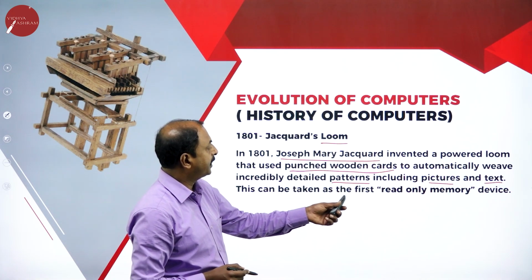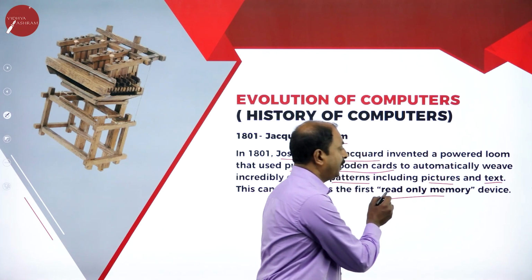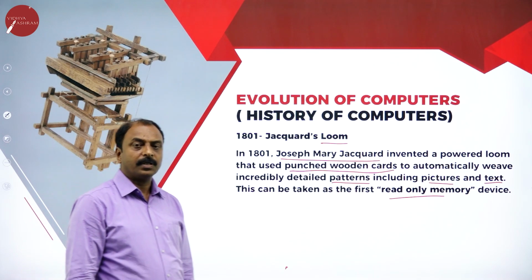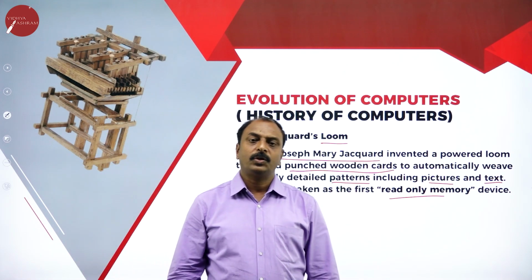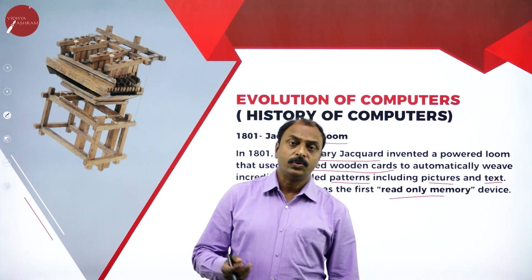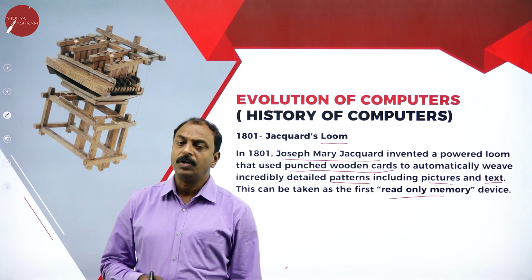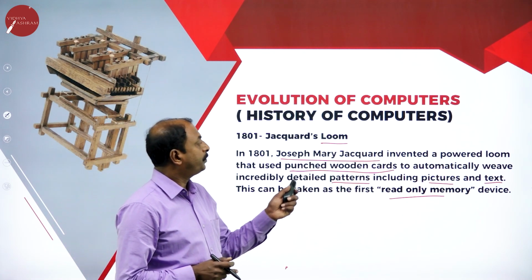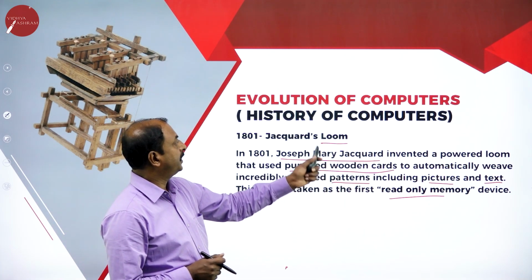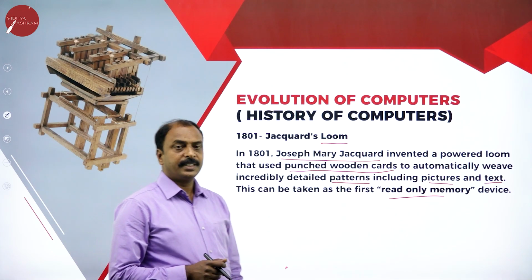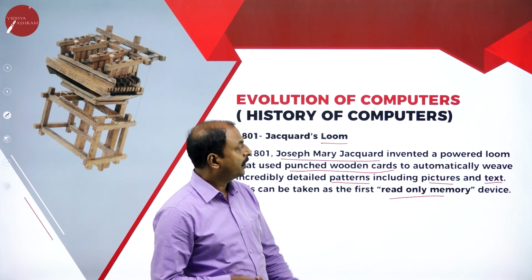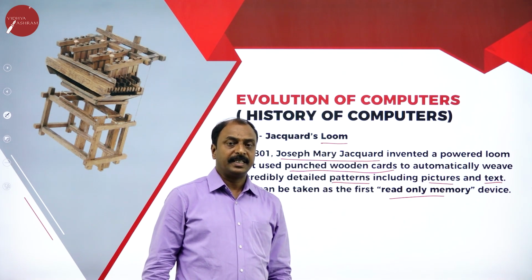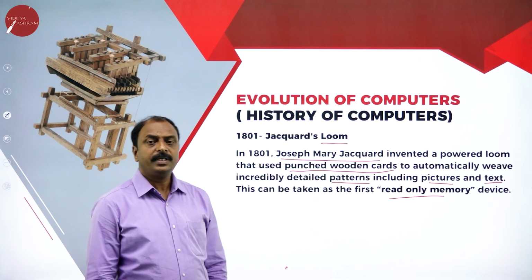And this can be taken as the first read-only memory. In the history of computers, we have heard the word punched card. A punched card is a device they were using to store values or information in the form of holes or the absence of holes. The same punched wooden cards were used in this Jacquard loom to write or store different pictures, text, or designs. So this is the Jacquard loom.